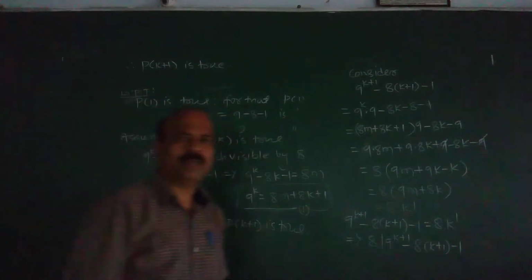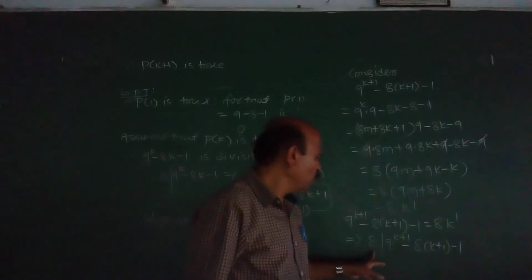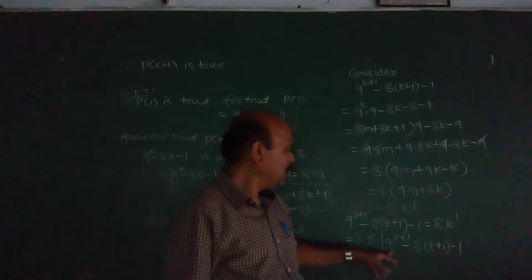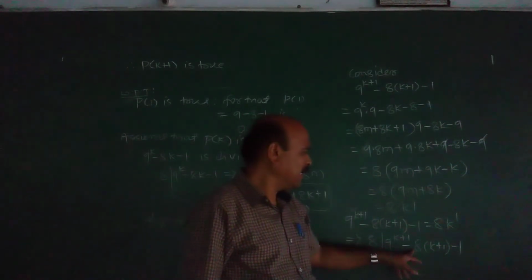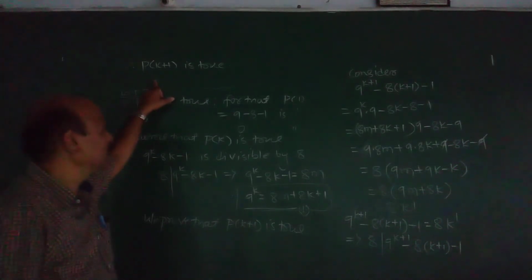So, the problem is simple, but the type of example is important. We have proved that 8 divides 9 raised to k plus 1 minus 8 into k plus 1 minus 1. So, P of k plus 1 is true.